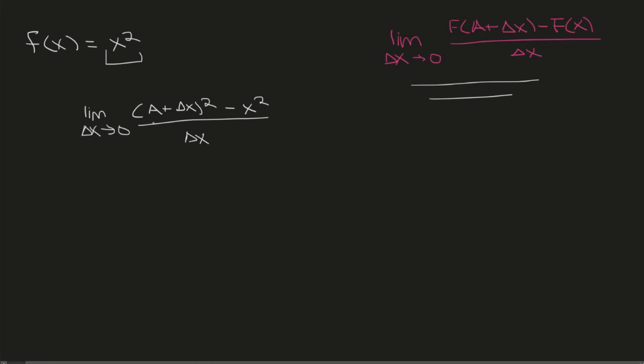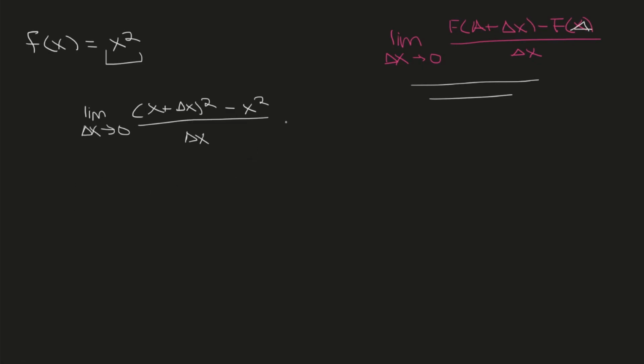Sorry, let's make this x. This is in terms of a, and this would be in terms of x. So let's just make this x instead of a. There we go. And let's evaluate the square term up top.